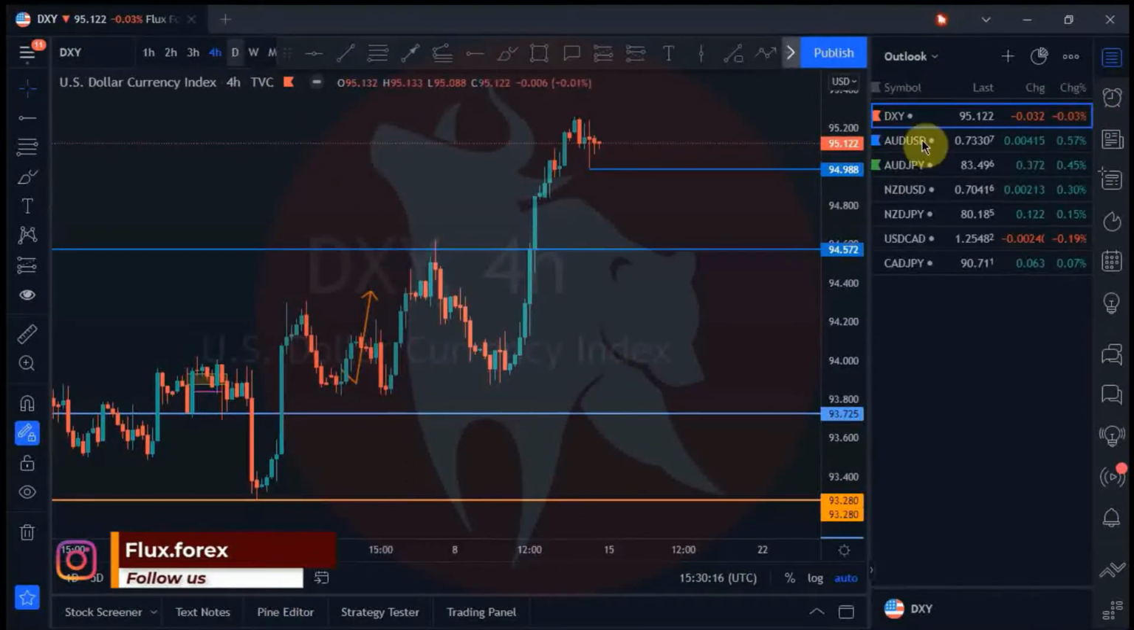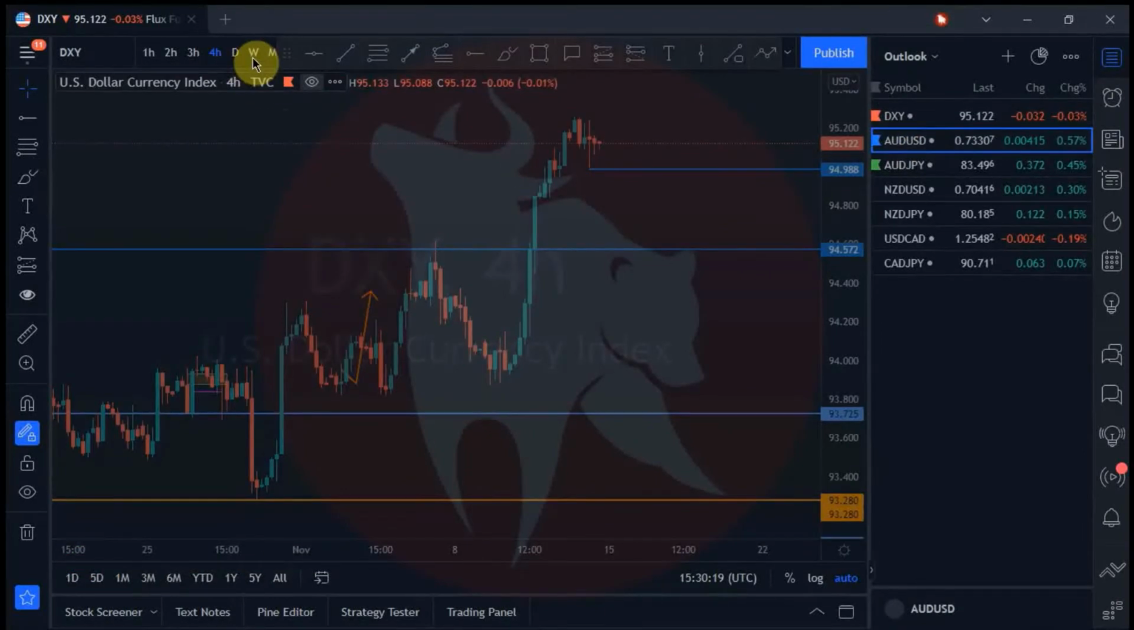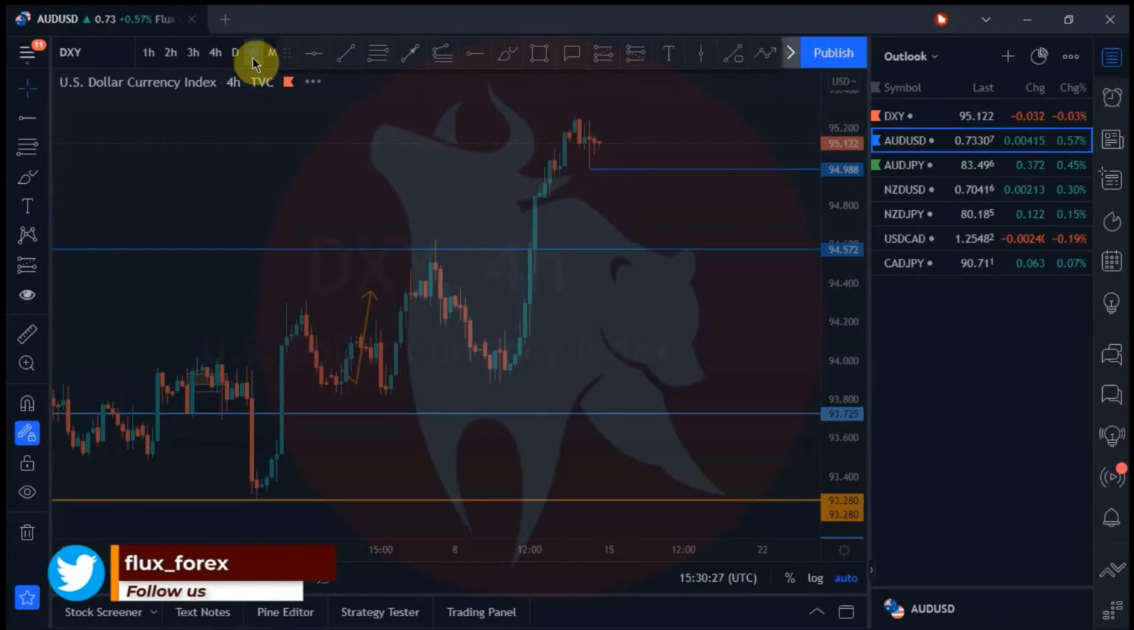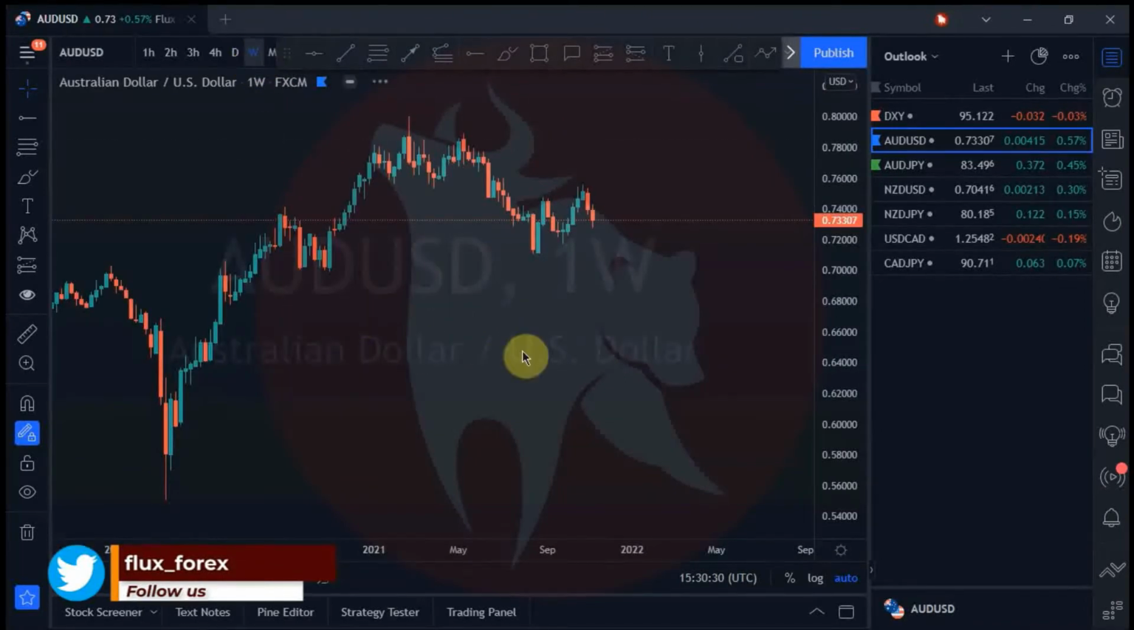Let's quickly look at what AUDUSD is telling us. Let's move straight to the weekly time frame and see what is happening on the weekly. All right, so this is what is happening on the weekly.